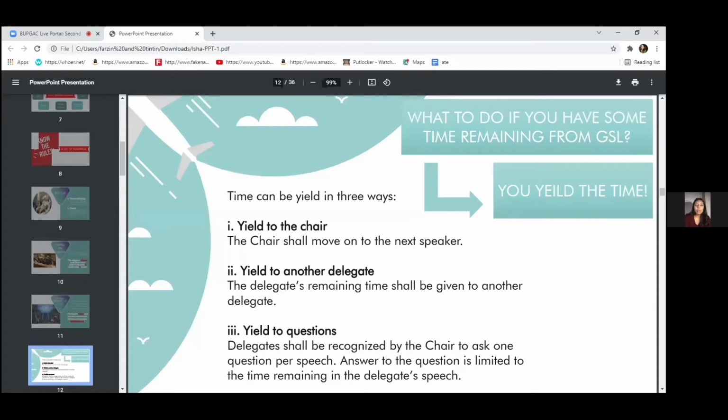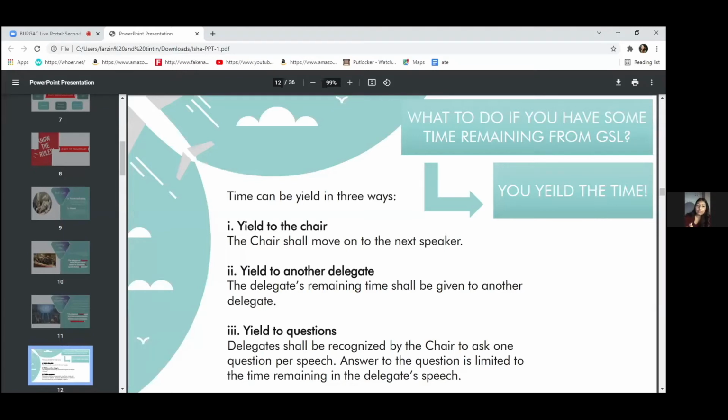And the final one, the one that I as a trainer would suggest you take, is to yield it to questions. In the remaining 30 seconds, the chair shall ask if there is any point of information. We shall be learning more about the points later and you'll understand it more. If you yield it to questions and anybody asks you a question, you can answer it in your given time period. So these are the three things that you can do if you have remaining time from your GSL.